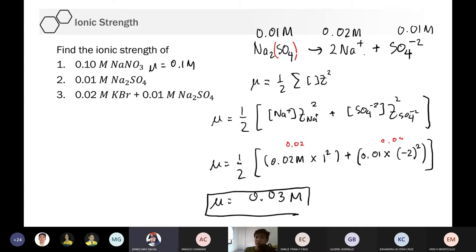Okay, so thank you. That's all, you can balance it yourselves. So you need to be familiar with the polyatomic ions and their correct formulas so that you know their corresponding charges. As long as what you do here is correct, you will get the correct answer. So mu is equal to 0.03. Why did it become 0.03? Because this is 0.02 plus 0.04, which becomes 0.06, divided by 2, so 0.03. Okay? So that's the answer.